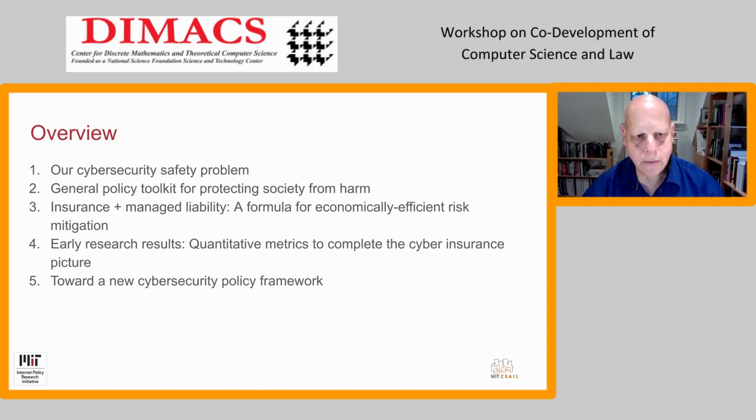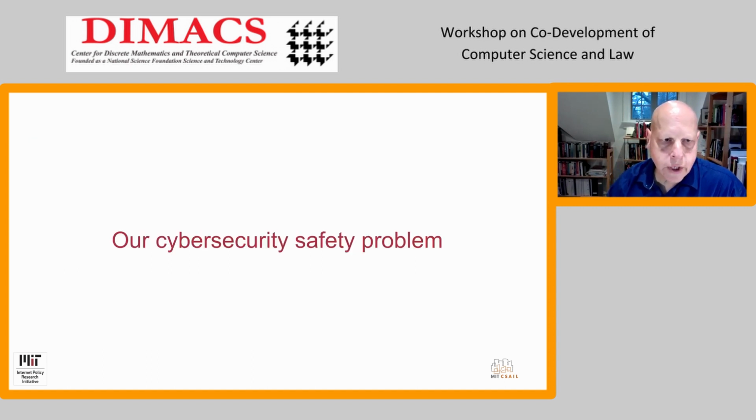Just a quick overview of the talk. I'm going to give a brief characterization of the way I see our cybersecurity safety problem today. I'm going to give you a sketch of the general policy toolkit that we tend to be able to apply when we're trying to protect society from harm and manage risk. I'm going to focus on the role that insurance plays along with liability frameworks in this risk management process, talk a little bit about some of our early research results, and then point ahead to what we actually might be able to achieve here.